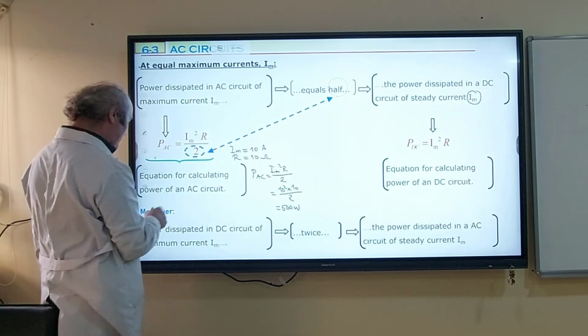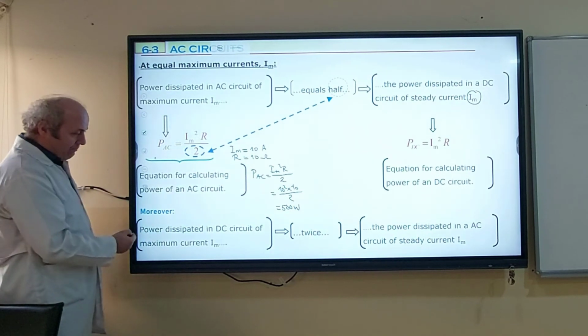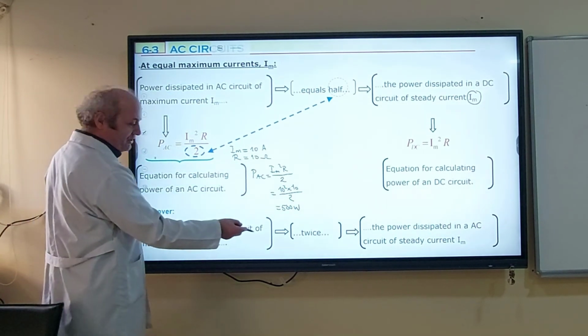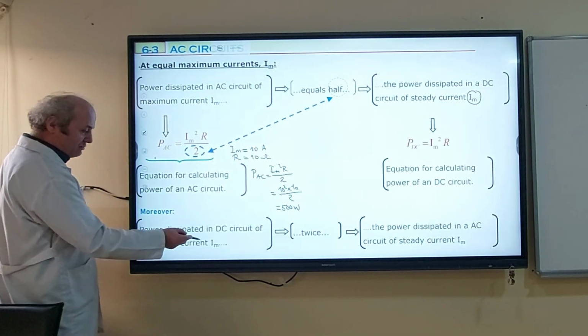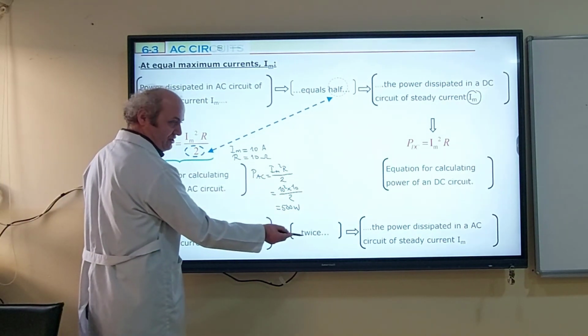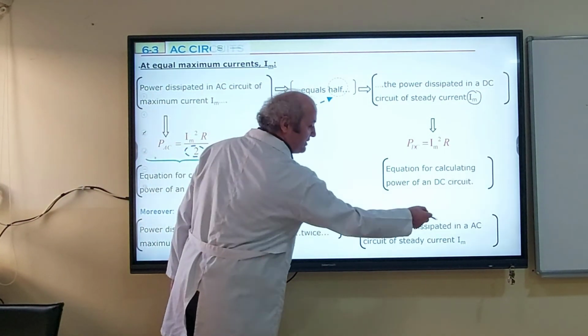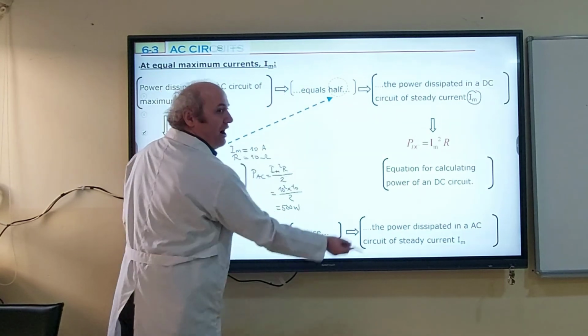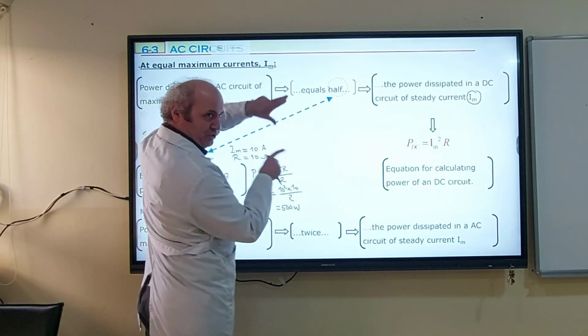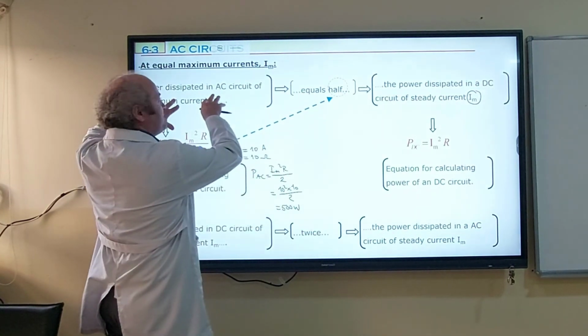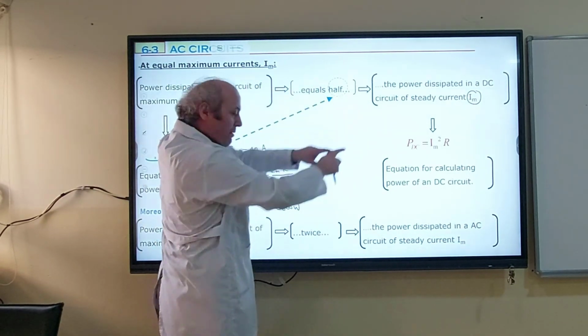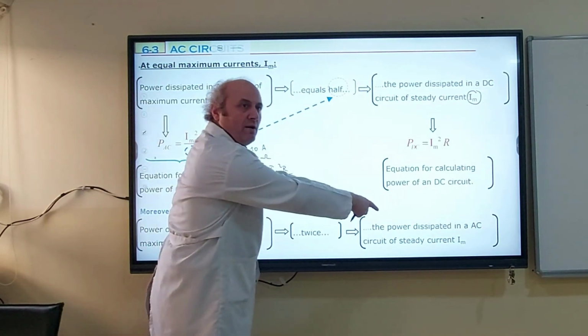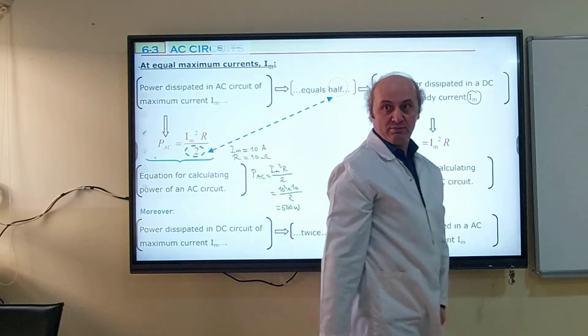Then moreover, power dissipated in a DC circuit of maximum current Im is twice the power dissipated in an AC circuit. I wrote both statements in reverse: power of AC is half of power of DC, and power of DC is twice the power of AC. This is an exam question.